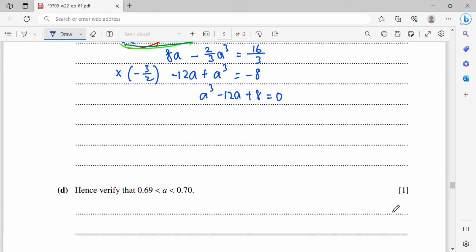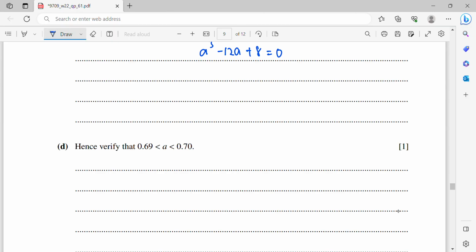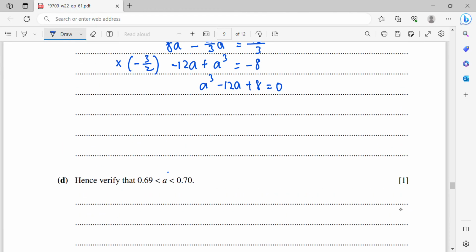Right? Now D, hence verify that the a lies between 0.69 and 0.70. So from here, you already formed the equation in terms of a. So I will just let f(a) be the left hand side of the equation. This is my f(a). And then I'm going to use the sign change rule to verify this.